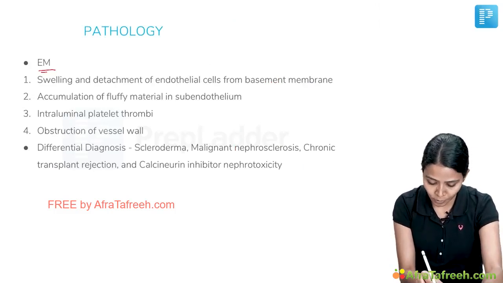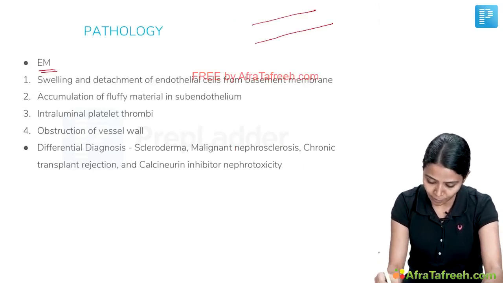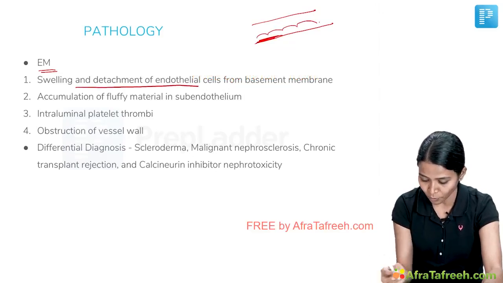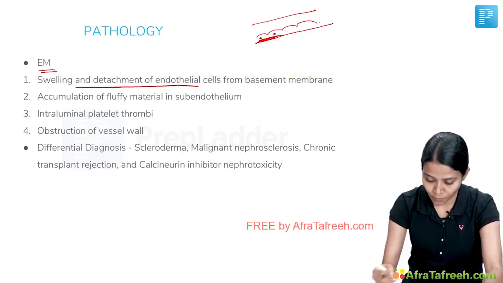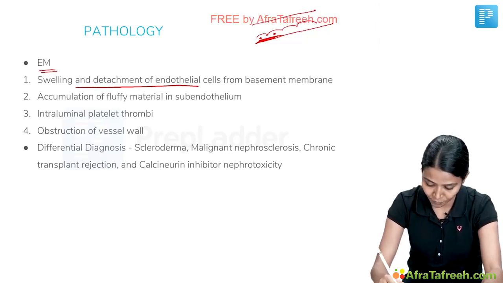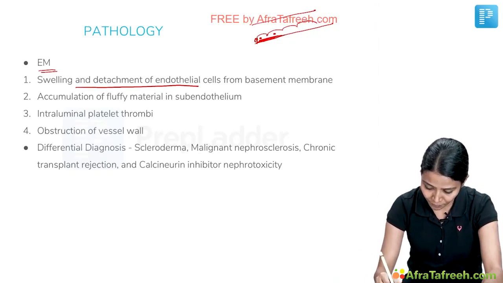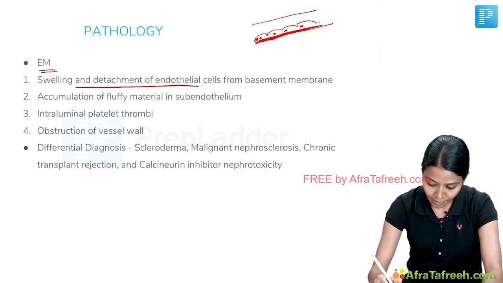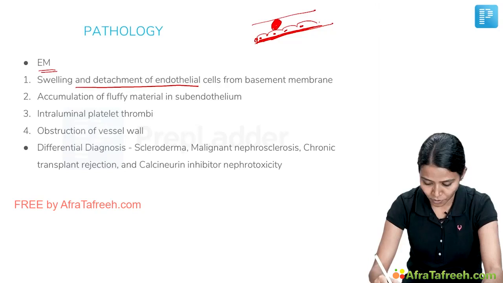What happens in electron microscopy? I told you there is subendothelial deposition of materials, right? So, this subendothelial material, so there is swelling and detachment of the endothelial cells from the basement membrane. This is for the material to deposit. The endothelial cells get swollen and get detached from the basement membrane. Okay, and there's a fluffy material, that is the inflammatory material, which gets accumulated in the subendothelial space. This is the same thing that we saw in the previous slide. Okay, then there is intraluminal platelet thrombus causing obstruction of the vessel wall.